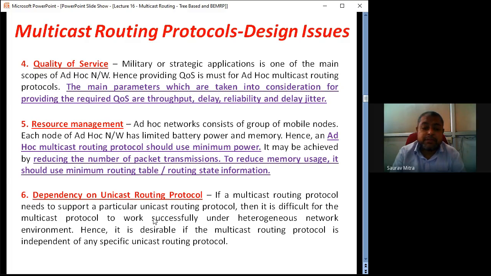If it is a multicast protocol, every node has to contribute equally, and every node's resources have to be shared equally. In that case, if there is a special path which has to be maintained, that becomes a little difficult, and it actually damages the whole performance of the network. So there is a very special point, that's the sixth point: dependency on only one unicast routing protocol. In that case, it will not be possible. So these are all the 6 points which are the main design issues of multicast routing.